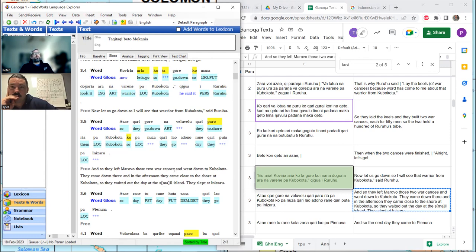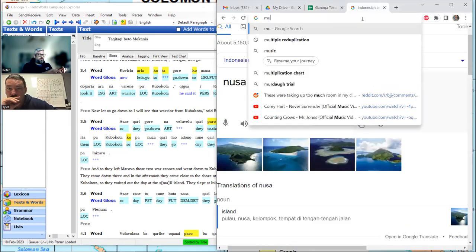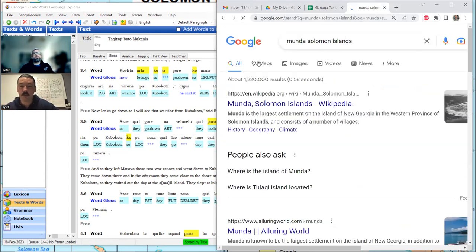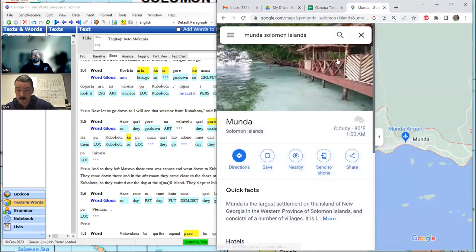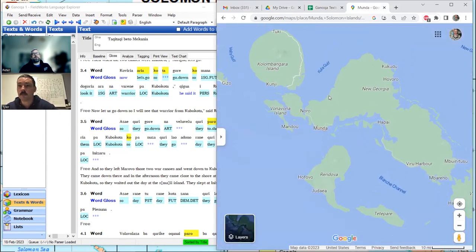Now, if we were to look at a map of Solomon Islands, this might help. Let me see if there is a... Let's take a look here. Munda, Solomon Islands. I'm going to make sure I didn't leave something out when I was transferring this stuff. Yeah, take a look. I'll look at the map right quick and explain what's probably going on.